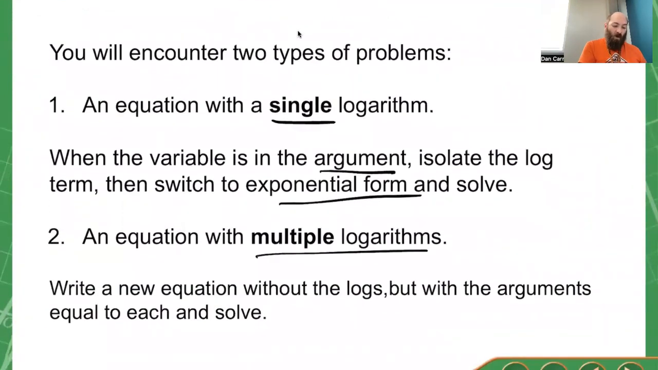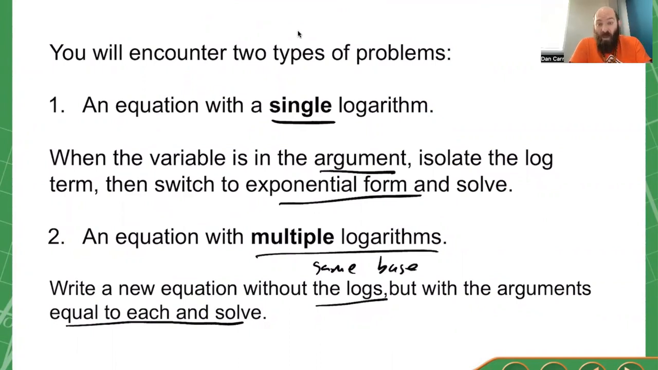If we have multiple logarithms, then we have to write a new equation without the logs, but the arguments are equal to each other, and solve. This is only true if the multiple logarithms are the same base, so that's what we're focusing on here. For example, log base 4 of x equals log base 4 of 10. This is a very basic inversion. The only way for this to be true on both sides is if x equals 10. We just drop the log base 4s.